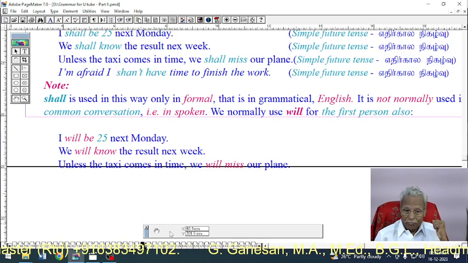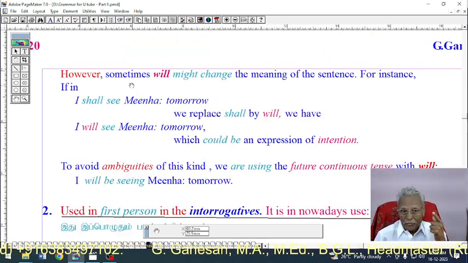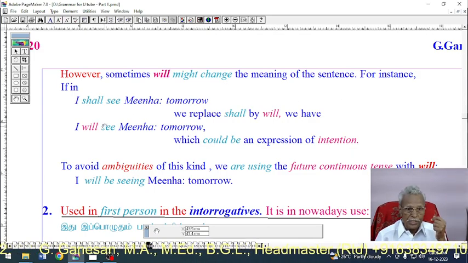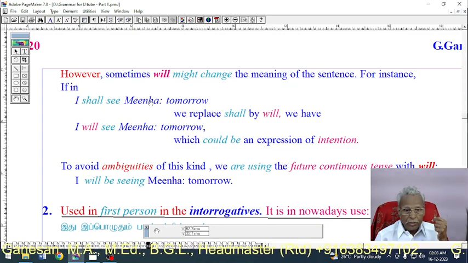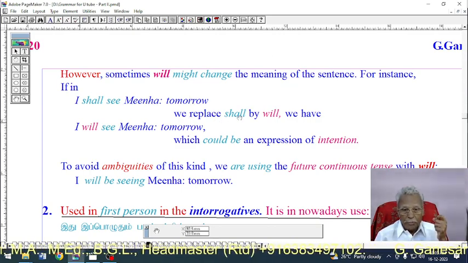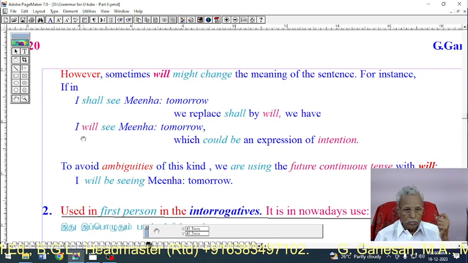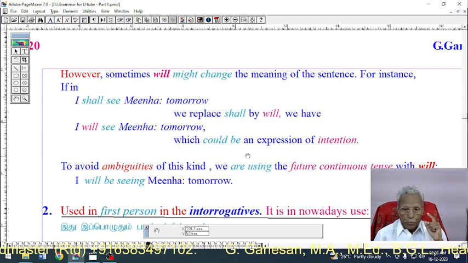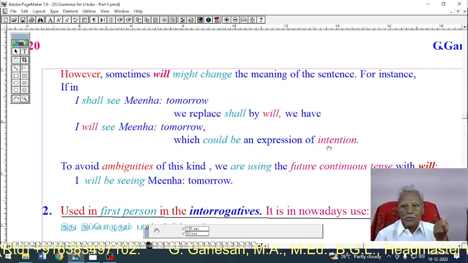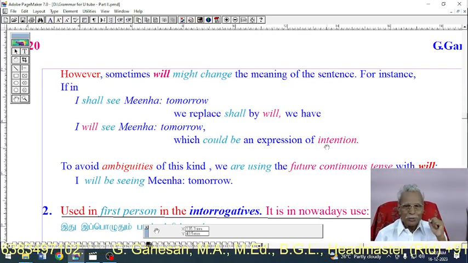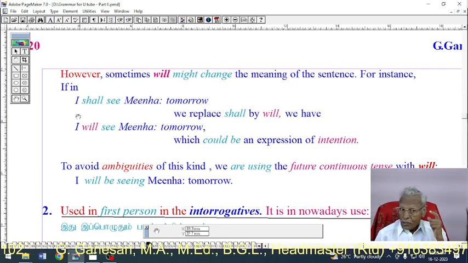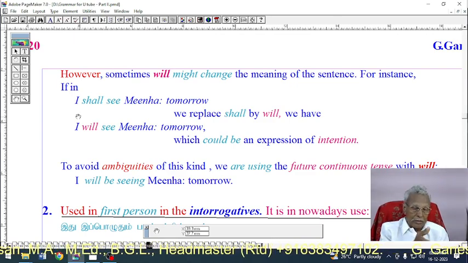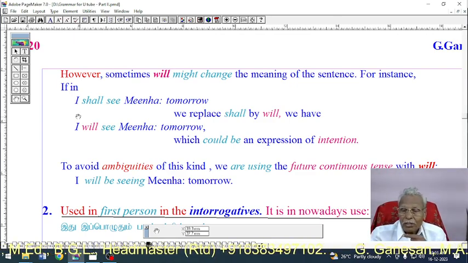But sometimes we might change the meaning of the sentence. For instance, in "I shall see Meena tomorrow," if we replace shall by will, we have "I will see Meena tomorrow," which would be an expression of intention. So if we replace shall by will, then the meaning will change.